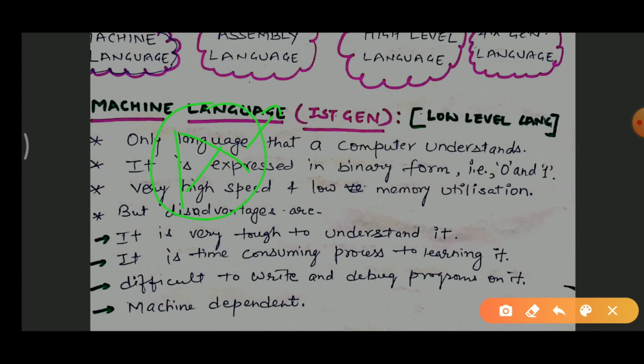That means that program we cannot use on any other machine, for example machine B. That program will work only on machine A. So that's why machine language is known as machine dependent. That means a machine language program written on one computer may or may not run on another computer.